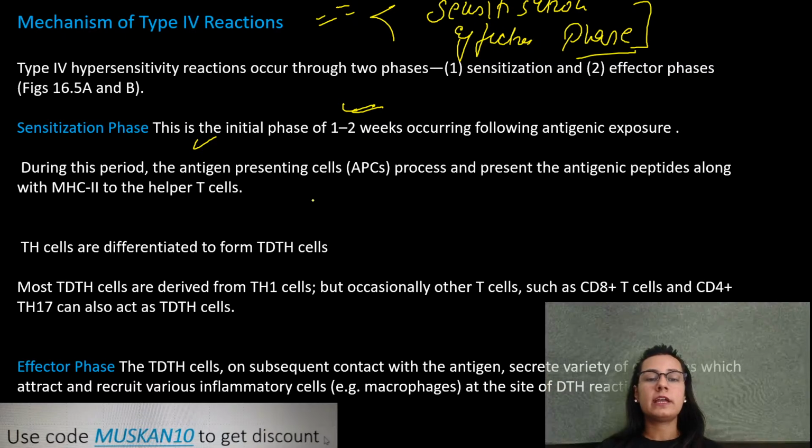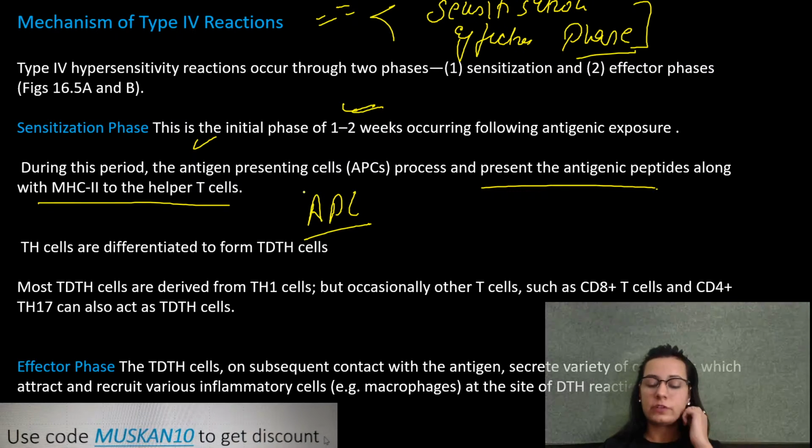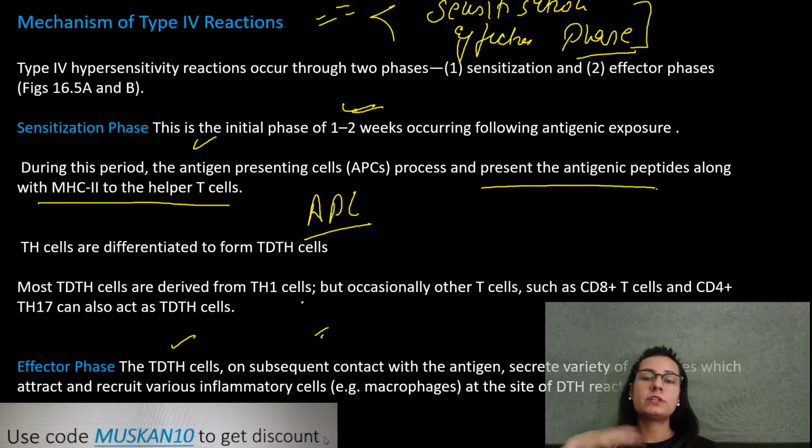During this period, the APC processes and presents the antigen with the MHC class 2. Okay? And the TH cells will differentiate into CD4 T cells and CD8 cells, and the effector phase on subsequent contact secretes a variety of cytokines, interferon gamma and other cytokines, and results in the activation of the macrophage and the inflammatory response.